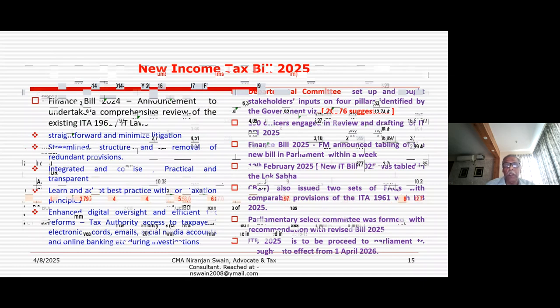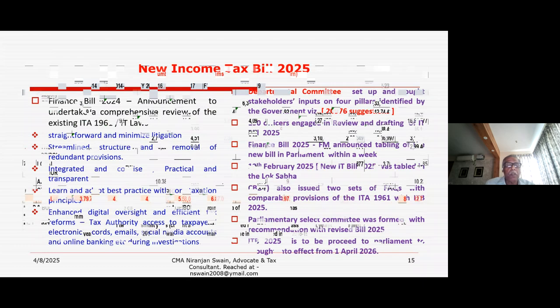Actually, in due course, we adopted a lot of best practices available all over the world, and enhanced digital oversight. That's very important, particularly AI introduction, computerization, capturing the data, etc. Data has to be captured. The tax authority has to access the taxpayers' electronic records. Mark the word. The amendment also contains provisions to capture your electronic records, emails, social media accounts, and online banking, etc. during the investigation. The main purpose is that the government is not getting the income it wanted from people, so the government is apprehensive. That's why the provision in the bill is to meet these criteria.